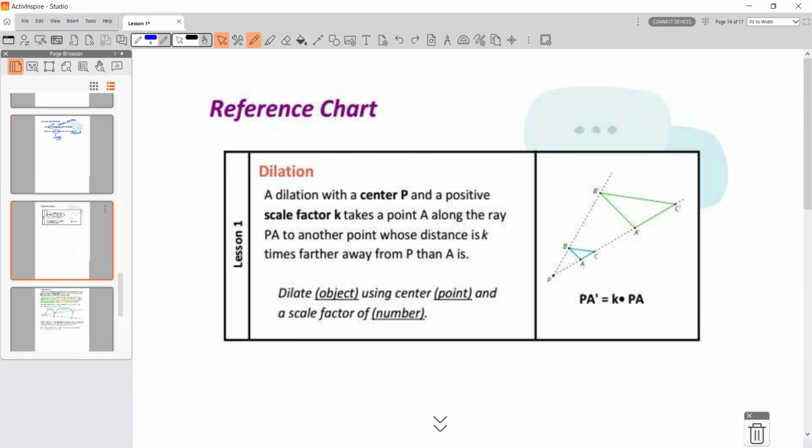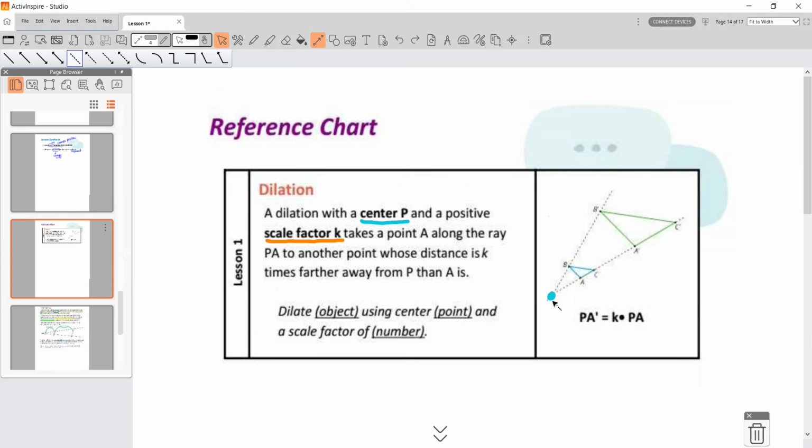And then you can write dilation on your reference chart. Big deal here is to make sure you know your center of dilation, and then you have a positive scale factor. Okay, so we have this scale factor K. We'll take point A along the ray from the center to that point. You'll see this straight line connected here. A is gonna move along that ray. So it's gonna move out or in along this straight line that connects the center to the original.